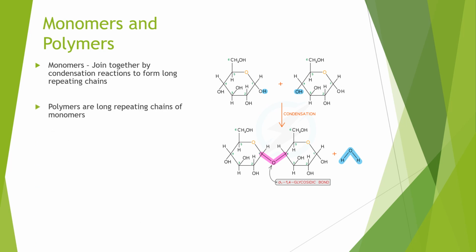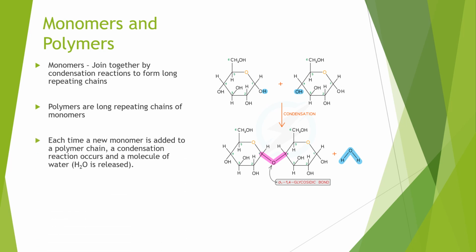A simple example of this is glucose, a monomer that joins with another glucose molecule to form starch or cellulose, which are polymers. The process that links monomers together to form polymers is called a condensation reaction, sometimes referred to as dehydration synthesis. Each time a new monomer is added to a growing polymer chain, a molecule of water, H2O, is released. This happens because parts of the water molecule, specifically a hydrogen from one monomer and a hydroxyl group, OH, from another, are removed to allow a new bond to form between the monomers.